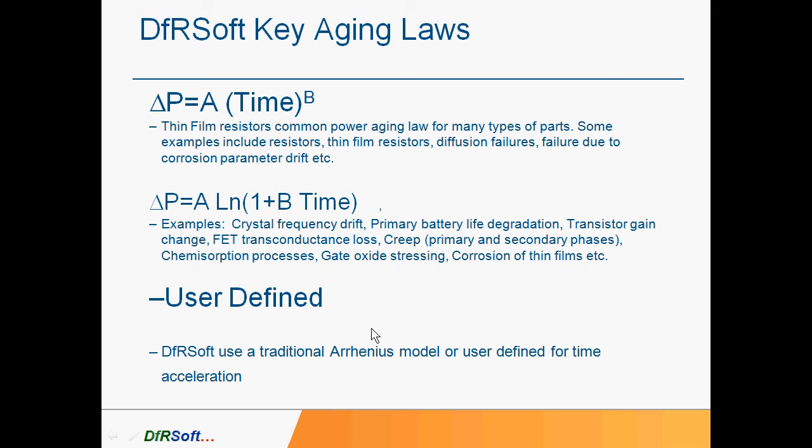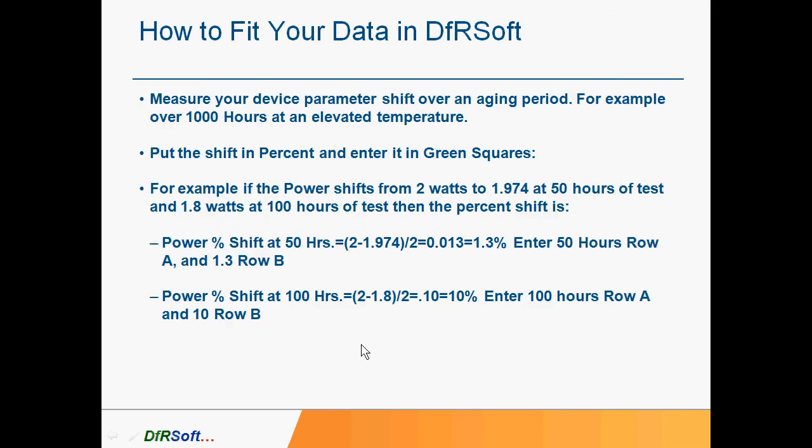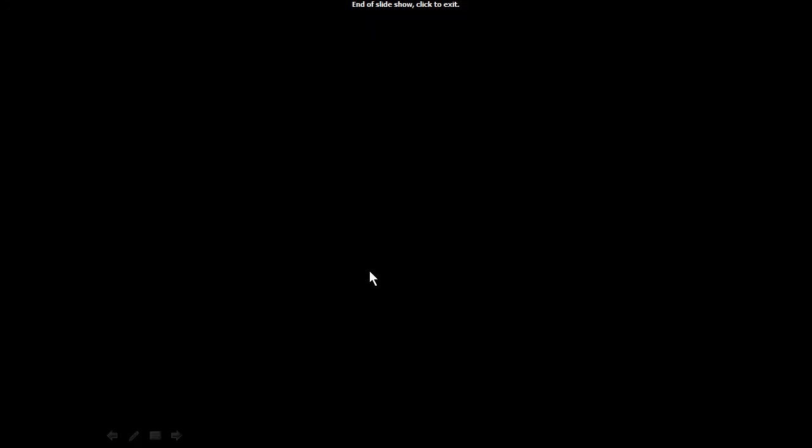You can also do user defined in DFRSoft. Now DFRSoft also uses an optional Arrhenius model for the acceleration factors. How to fit your data in DFRSoft: we're going to go over that, but basically what you need to do is measure your devices, say, over a 1,000-hour period at an elevated temperature, and record your drift in percent change. DFRSoft explains how you do percent change.